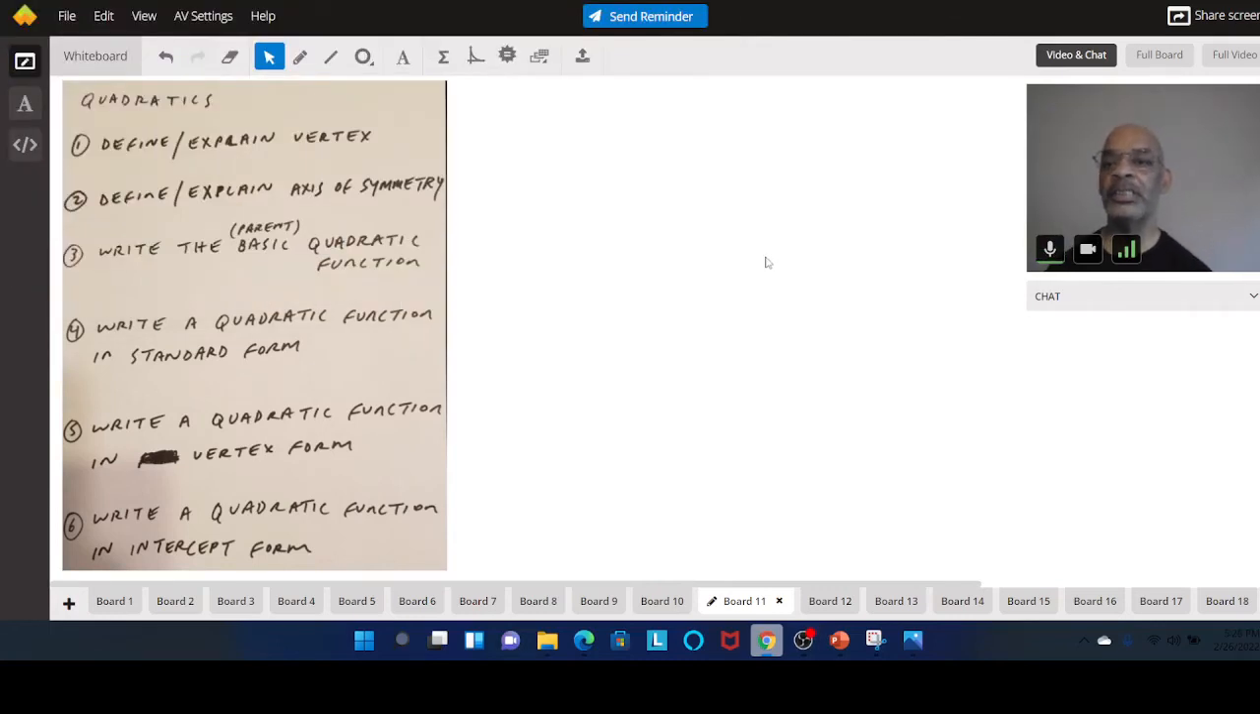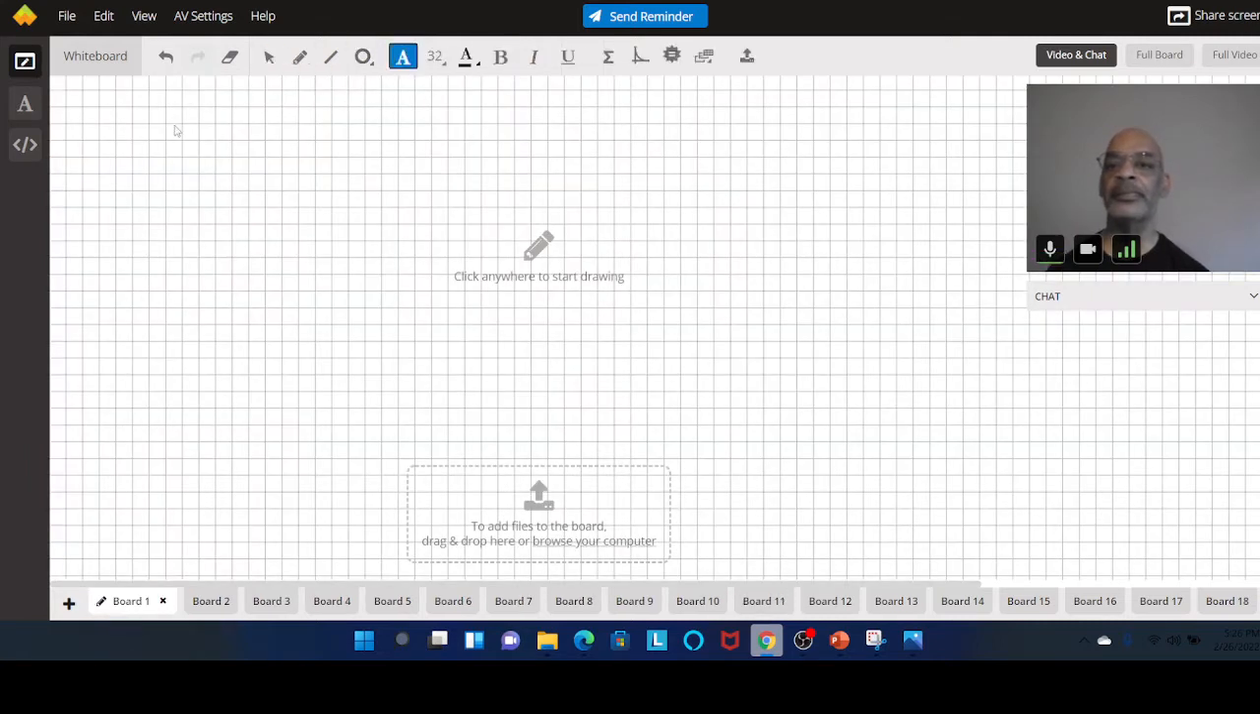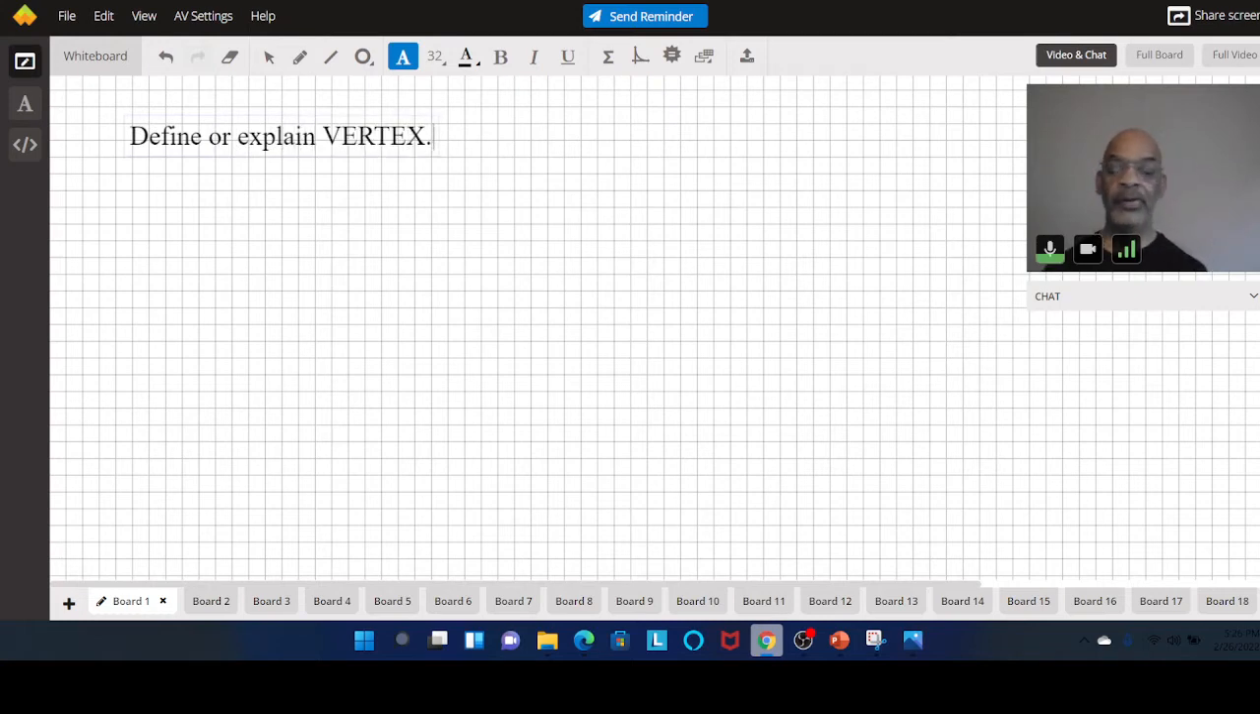Quadratic functions self-assessment. First question: define, explain vertex. Please pause the video to work these out. Write out your own statements, then compare to mine. Define, explain vertex. Vertex is the highest or lowest point on the parabola. It's where you'll find the maximum or minimum value.